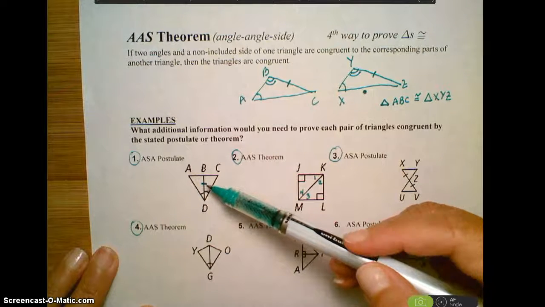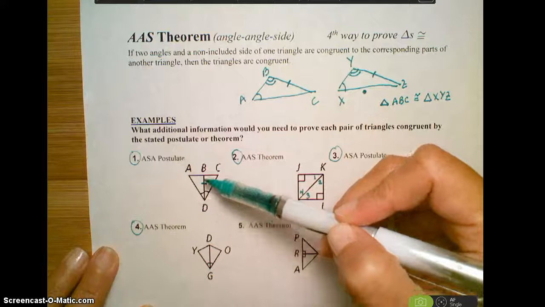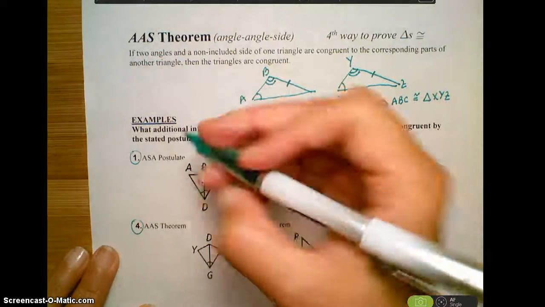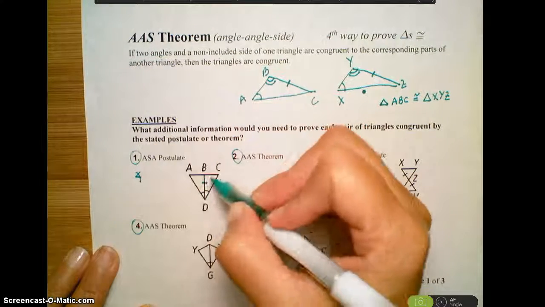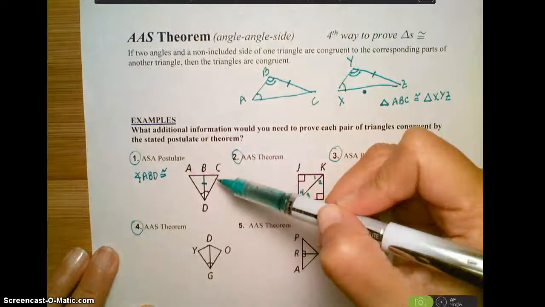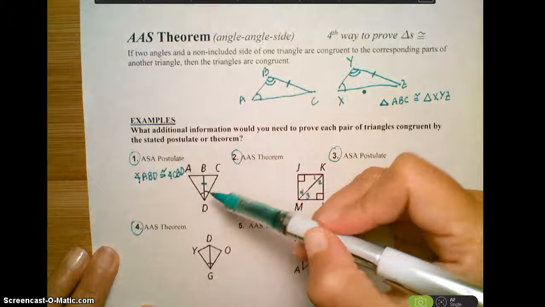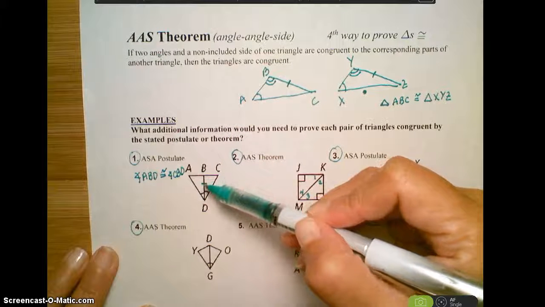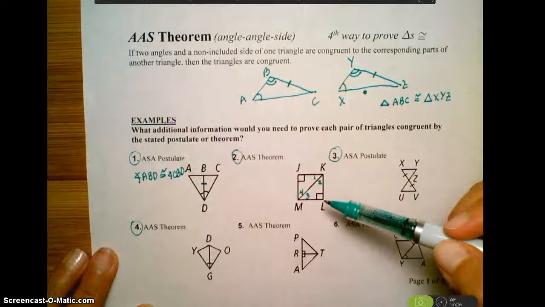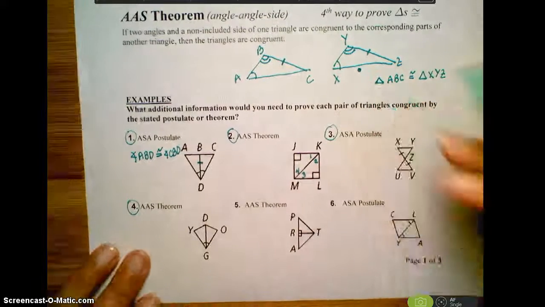So in order for that to happen, I would need another pair of angles to be congruent. I need it to be the pair that includes side BD. So I would need to know that angle ABD was congruent to angle CBD. If I had that extra piece of information, I would then have enough to say these two triangles are congruent by angle, side, angle.